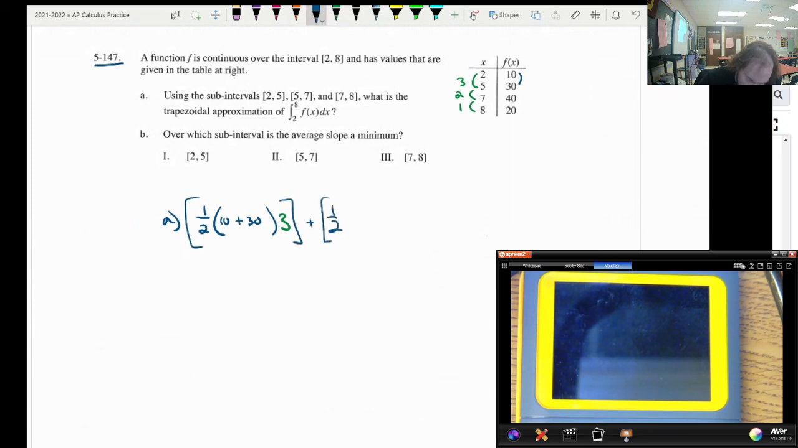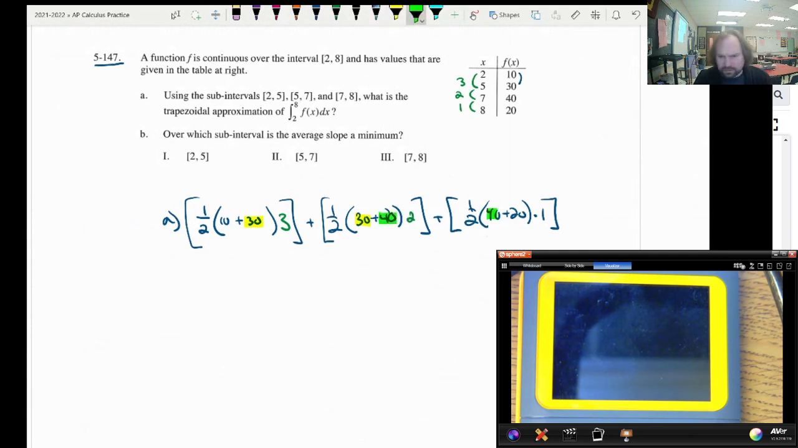The second one is going to be 1/2 times 30 plus 40. A little overlap because 30 is shared with the previous one. This time the difference is 2. And the third one is 1/2 times 40 plus 20 times 1. Right there. Again, you get overlap with every other trapezoid that you see there.